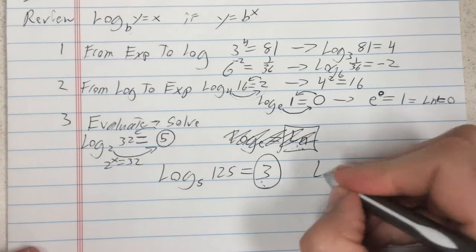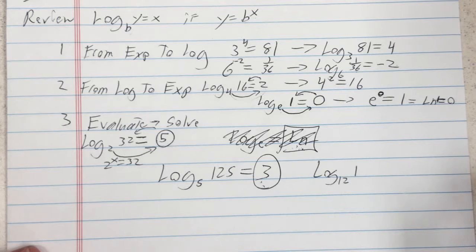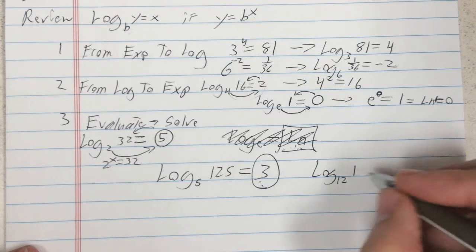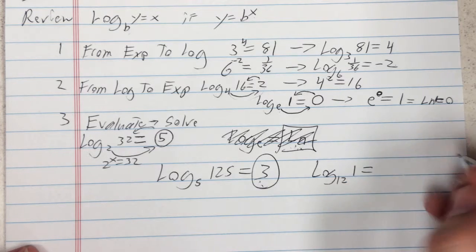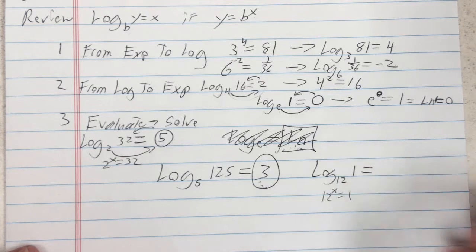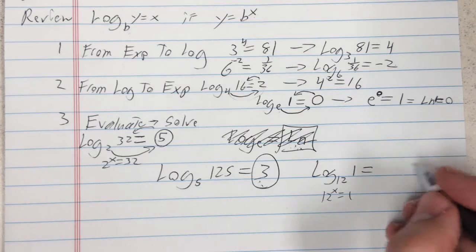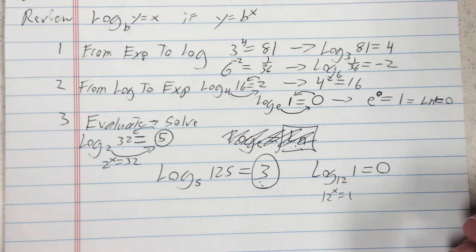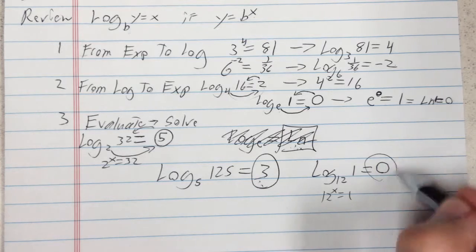Actually, one more that I like to do. Okay, log base 12 of 1. 12 to what power is 1? 12 to what power is equal to 1? All right. Anything to the power of 0 is 1. So log base 12 of 1 is equal to 0.